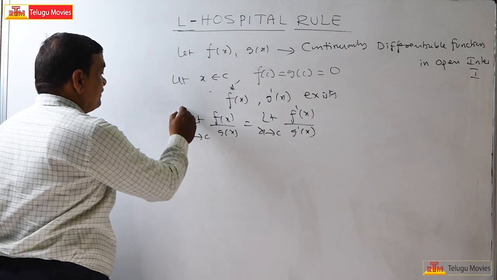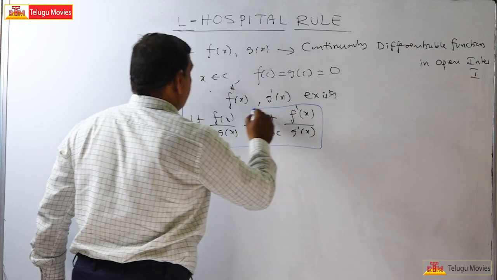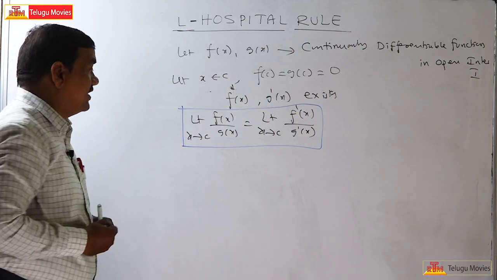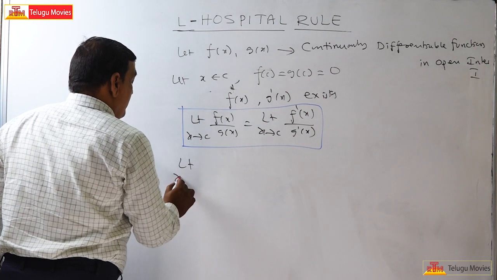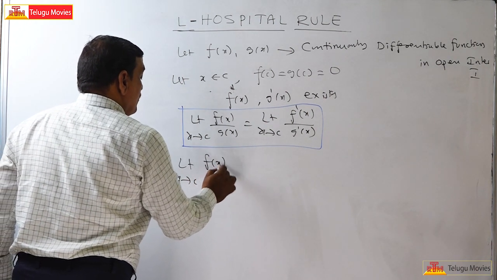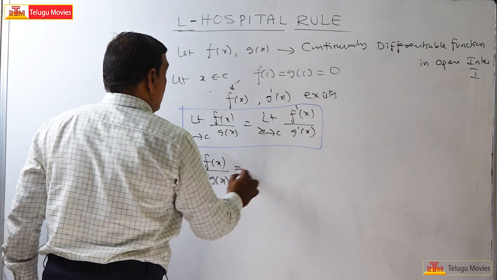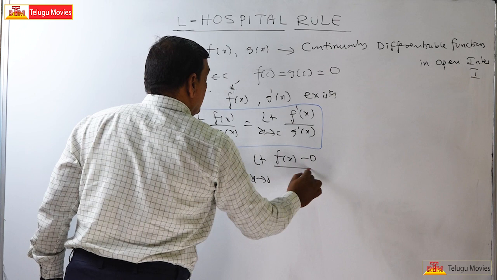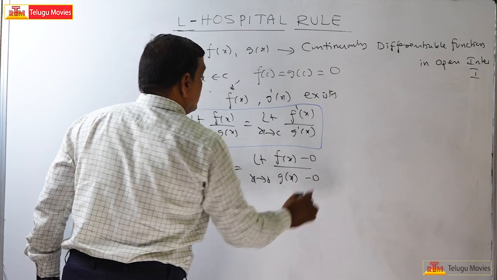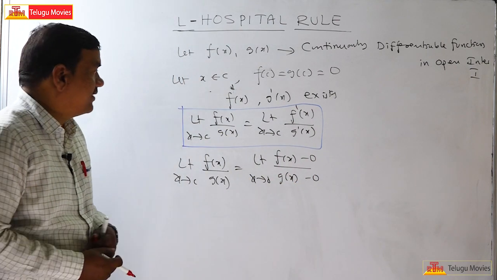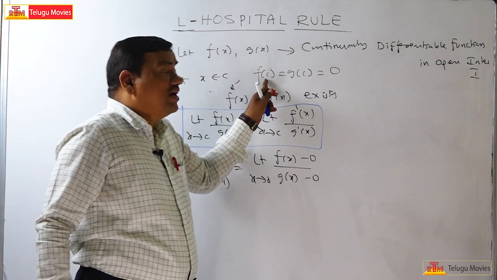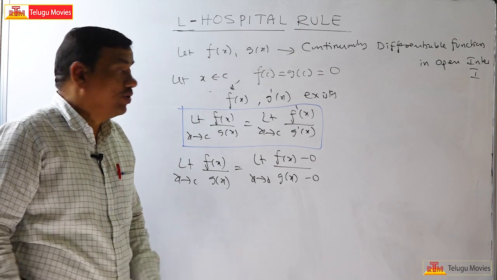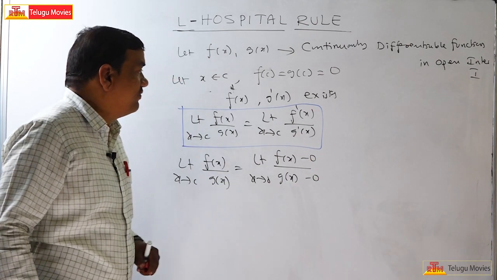So let us start with the left hand side is equal to right hand side. First take the left hand side: limit x tends to c f of x by g of x. Now, limit x tends to c f of x minus 0 by g of x minus 0. Can we take like that? Yes, we can. We supposed that f of c is equal to g of c is equal to 0, so in place of 0 can we write like this?